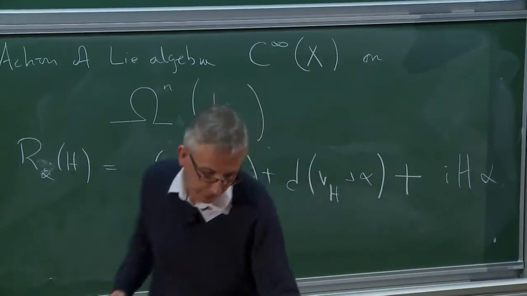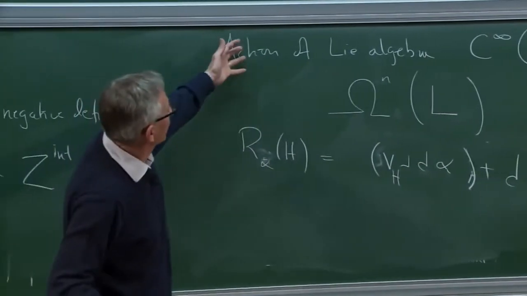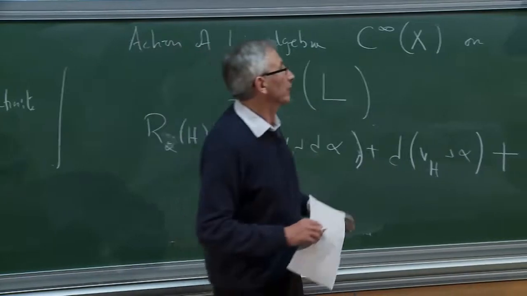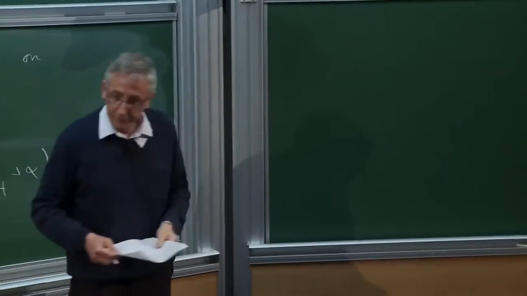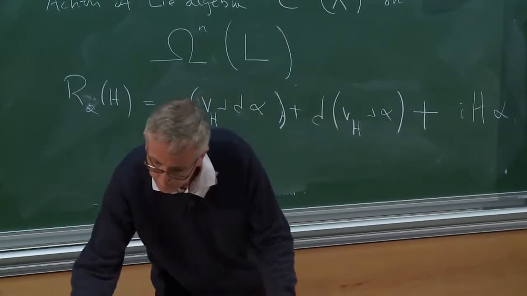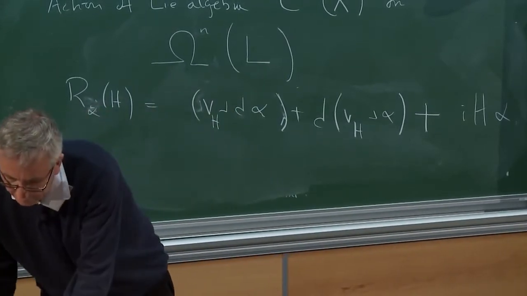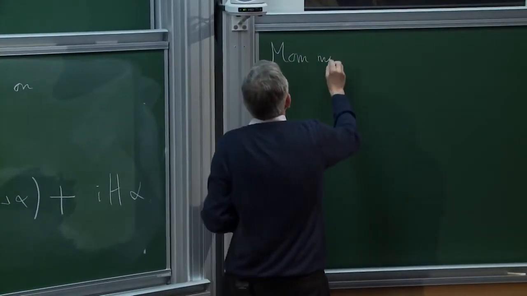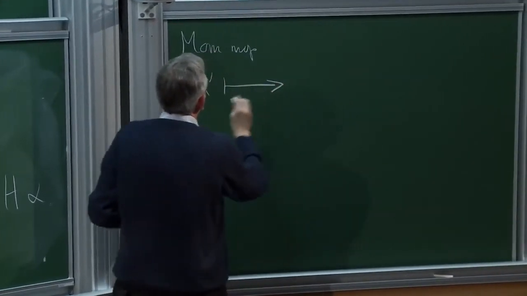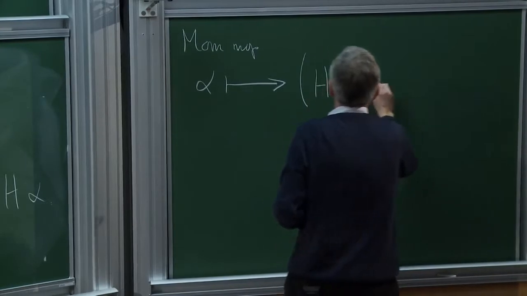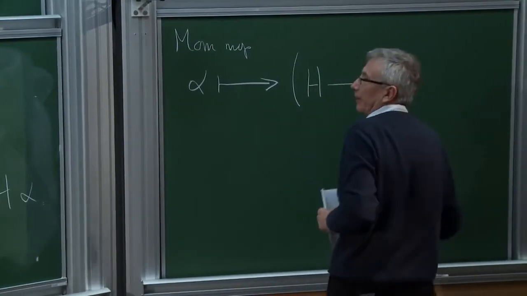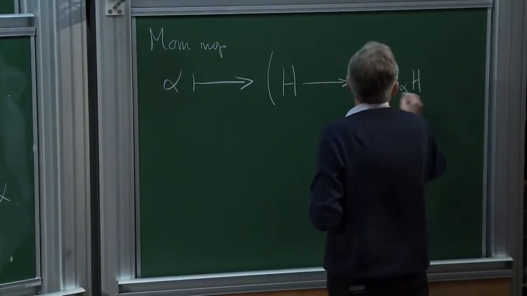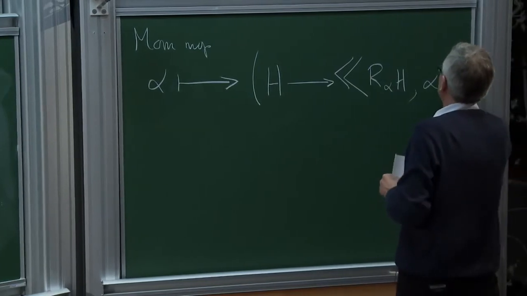But in this situation we just have an action on a vector space with a fixed Hermitian form. So it's very easy to understand the geometry. The moment map is just given by, let me find the right page of my notes. So the moment map is a map from our space. It takes alpha to an element of the dual of the Lie algebra. So it takes H to just the pairing between the infinitesimal action R alpha of H with alpha.